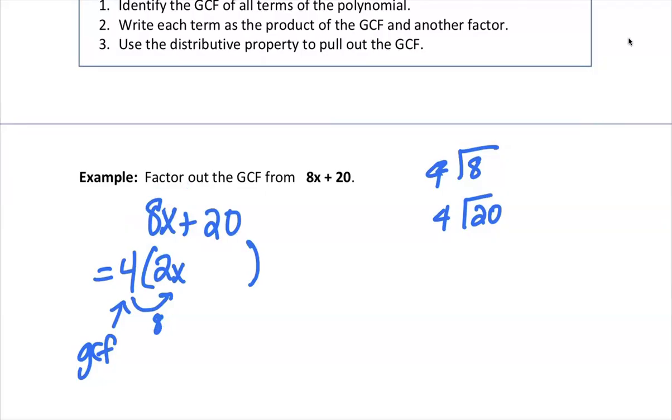So 2x, and then plus 4 times what term needs to be written right there to get us to this 20? What would have been there? And that would need to be a 5. And we can check by multiplying. 4 times 2x is 8x. 4 times 5 is 20. We have the same expression.